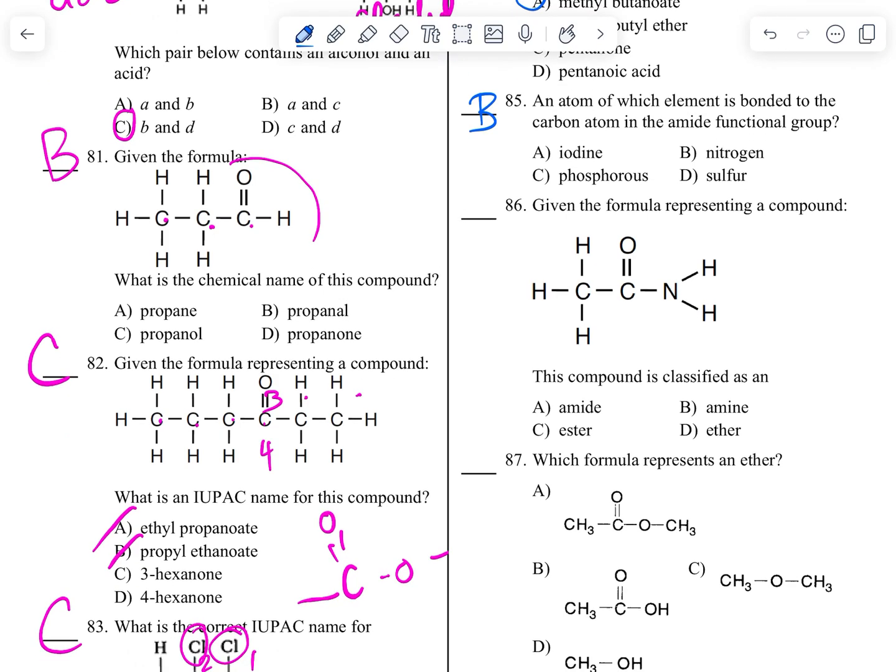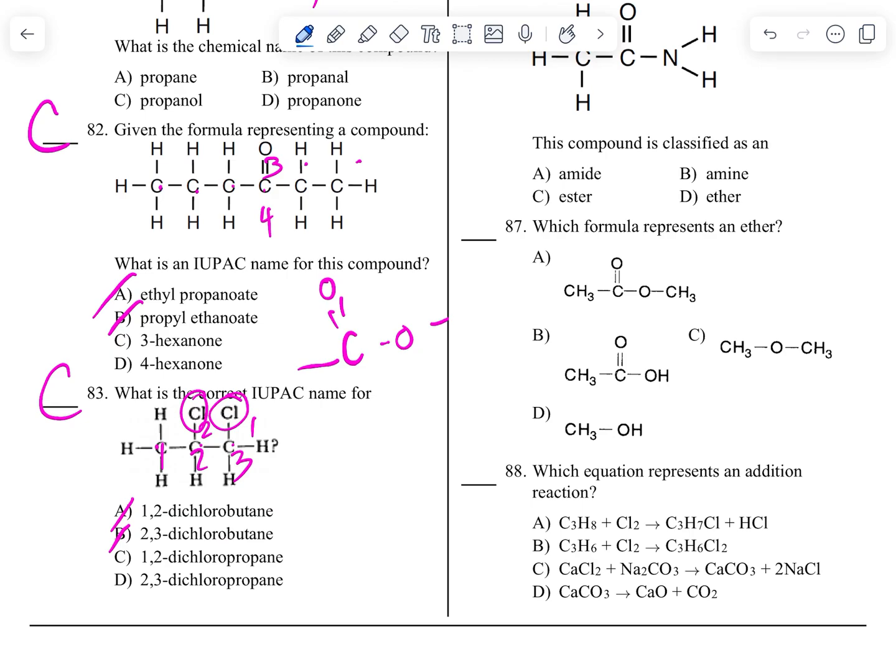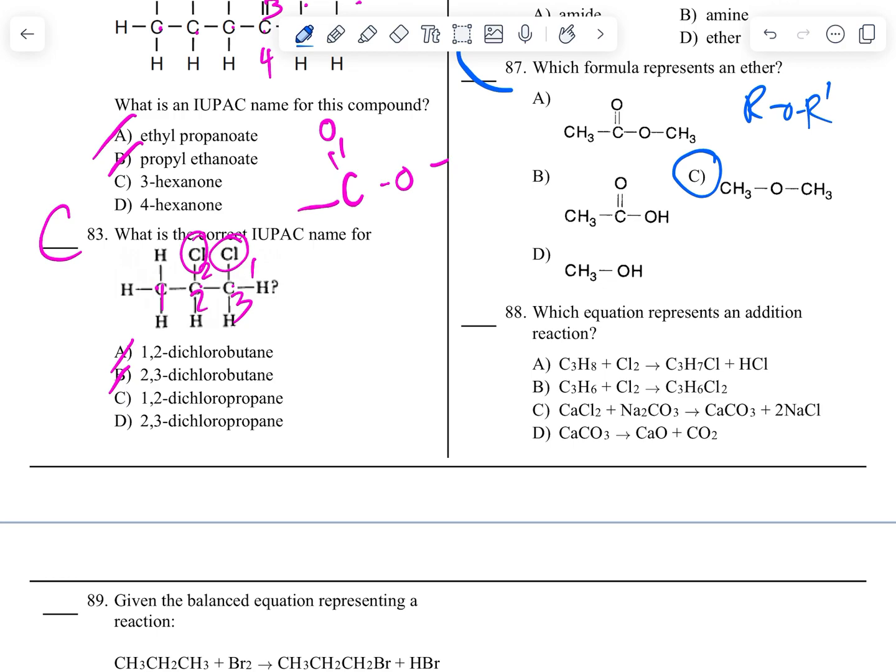All right, so what is this? So we have the C double bonded O to this. This is an amide again, whereas an ether would have an R in between the double bonded and single bonded O's. So it's going to be choice C. Addition reaction is when you'd have one product. This has two products. B has one product. Addition, there are also alkenes and alkynes.